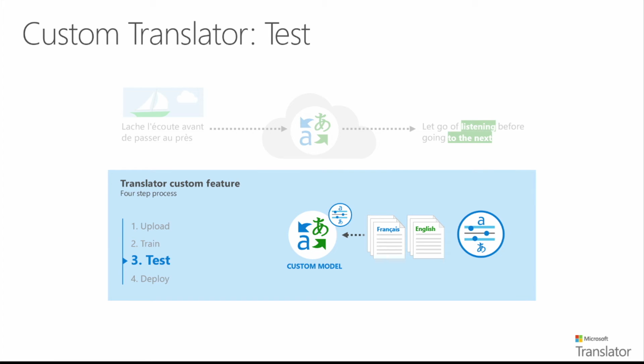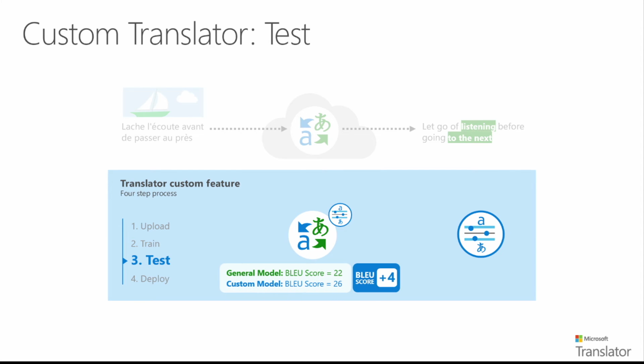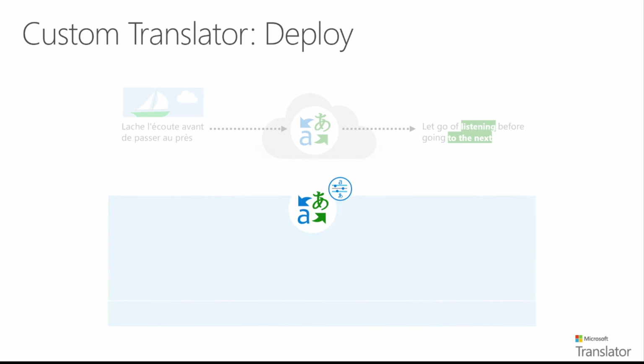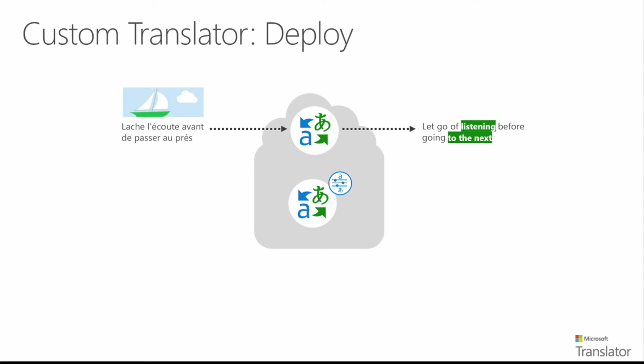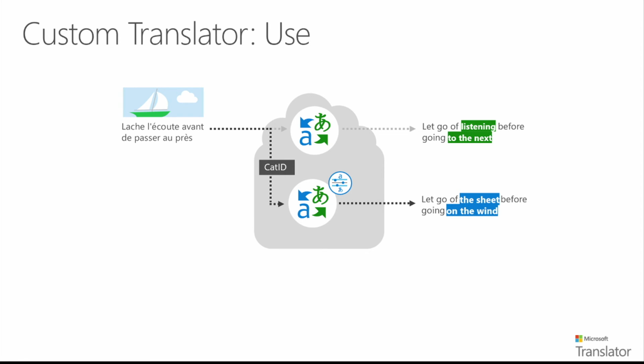And then you deploy the system if you like it, and that means that it becomes part of the Microsoft Translator API, and you can invoke it using the category parameter in the API call. Here you can see the category ID parameter, and that then invokes your custom system that runs on top of the large base system. And here you can see the sailing relevant terminology has been applied.